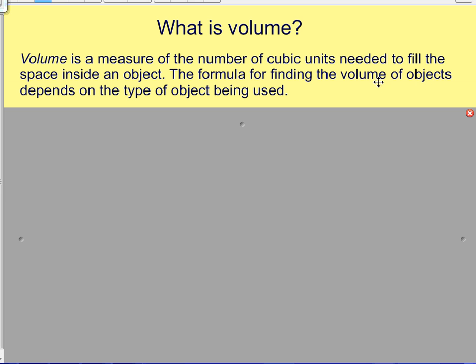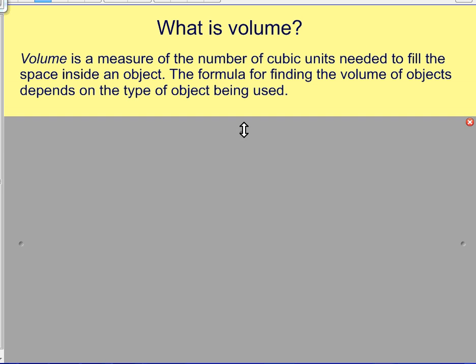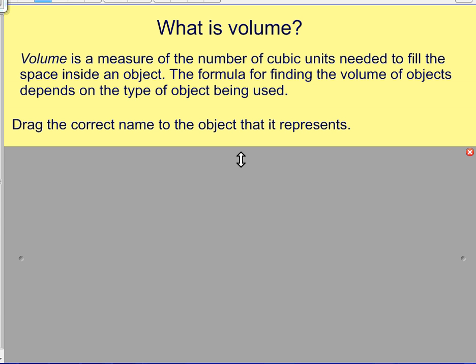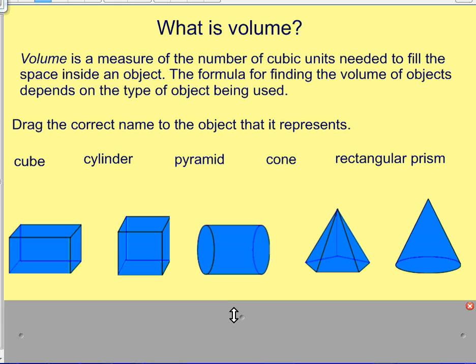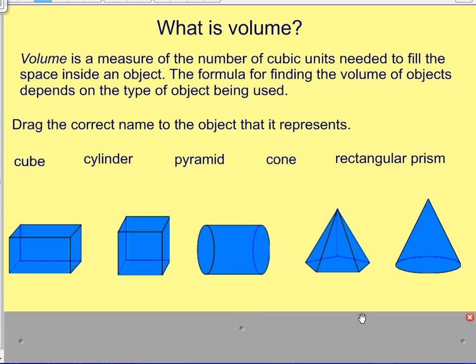The formula for finding the volume of objects depends on what type of object you are using. So basically it's just how much stuff is inside of a 3D object. So before we begin, we're going to review all of our different 3D shapes we have here. So I'm just going to go through and do a little matching game.